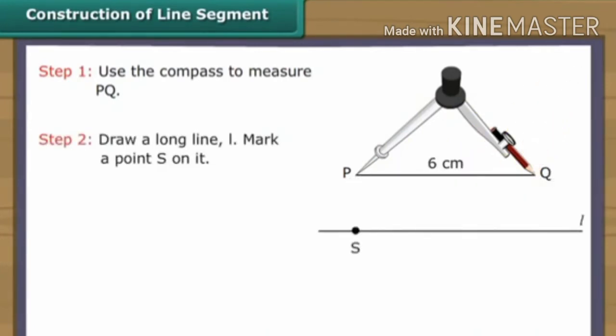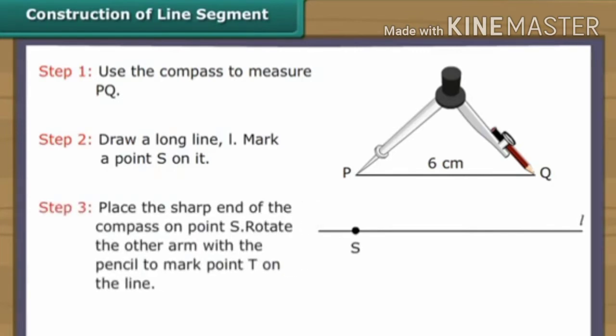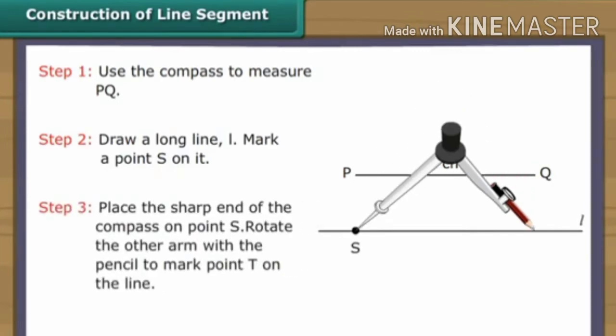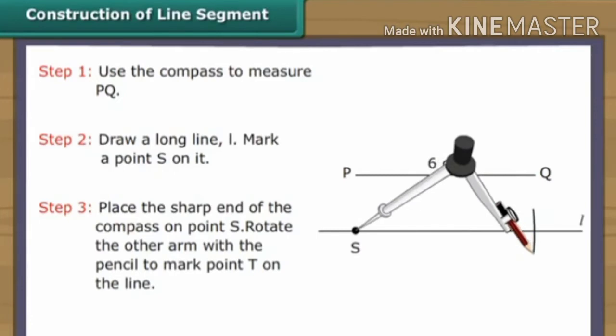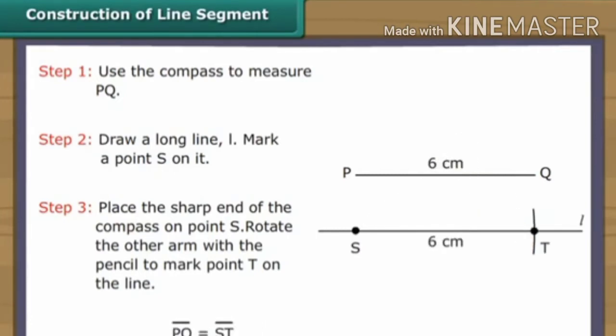Mark a point S on it. Place the sharp end of the compass on point S. Rotate the other arm with the pencil to mark point T on the same line. We have a line segment ST which is a copy of the line segment PQ.